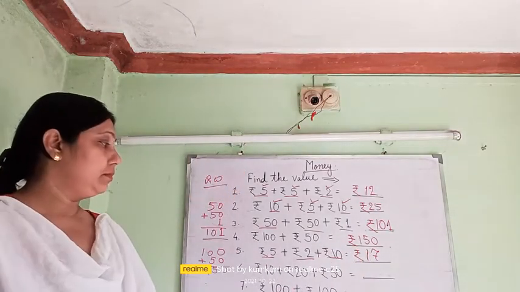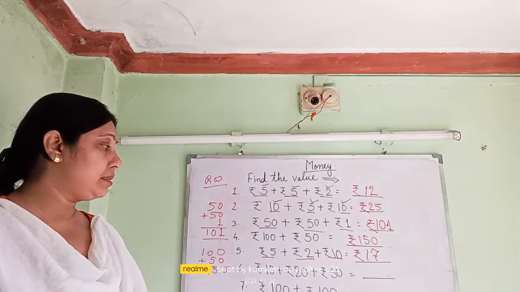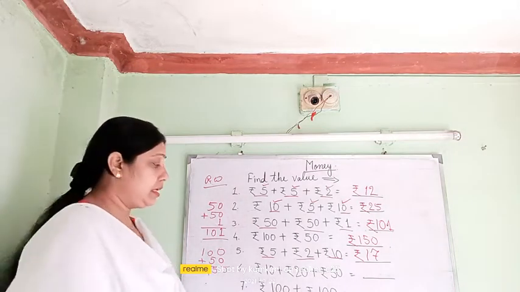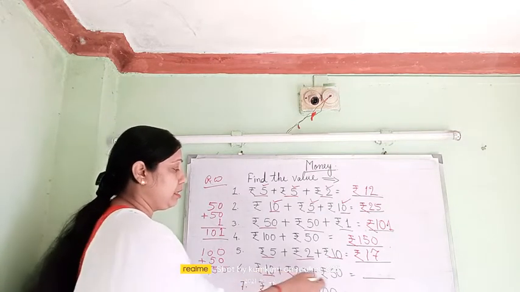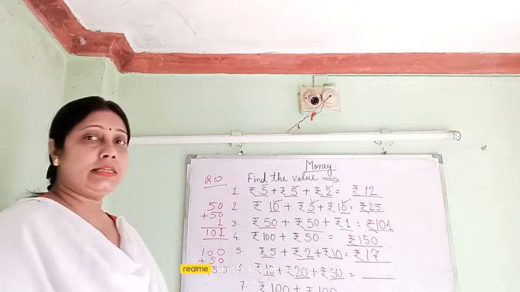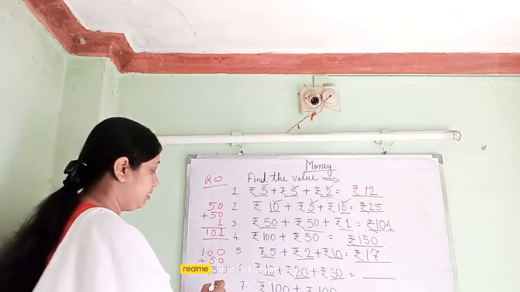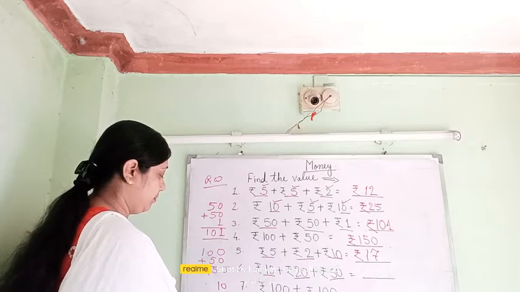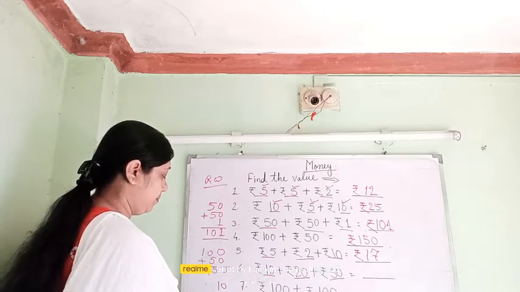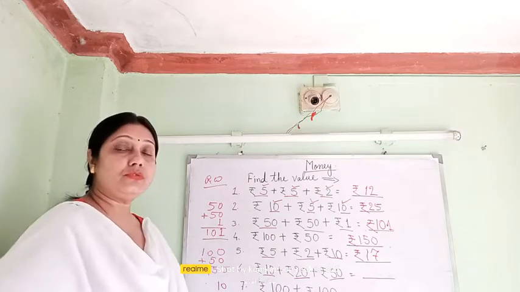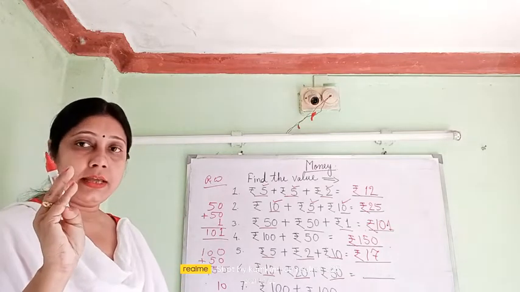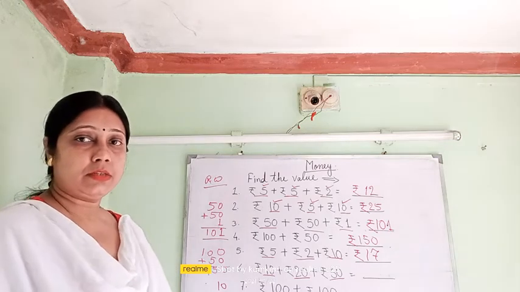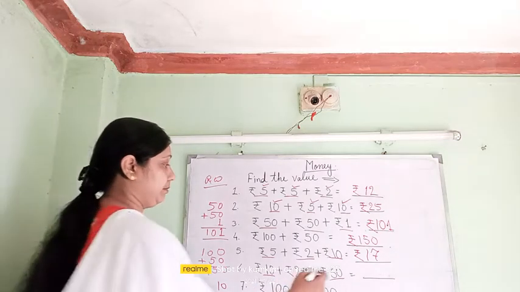Okay. Next one, 10 rupees plus 20 rupees plus 50 rupees. Now see here, 10, 20 and 50. You can easily do the rough work. 10 plus 20 plus 50. So you add it up. 5 plus 2, 6, 7. And then 1 more, it will become 8. So it will become 80.